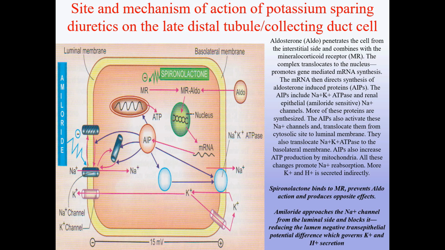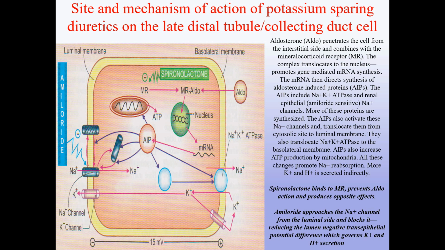The complex translocates to the nucleus and promotes gene-mediated mRNA synthesis. The mRNA then directs synthesis of aldosterone-induced proteins, AIP. The AIPs include sodium-potassium ATPase and renal epithelial amiloride-sensitive sodium channels. More of these proteins are synthesized. The AIPs also activate these sodium channels and translocate them from the cytosolic site to the luminal membrane. They also translocate sodium-potassium ATPase to the basolateral membrane.